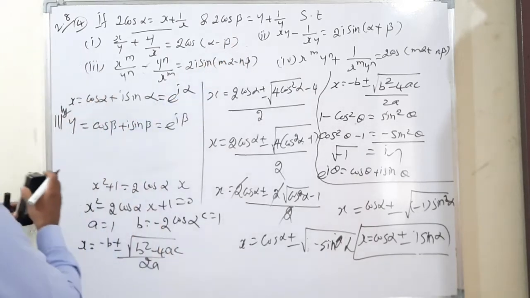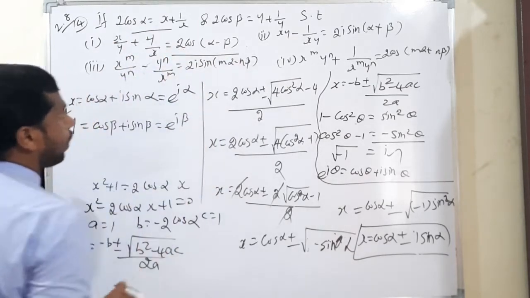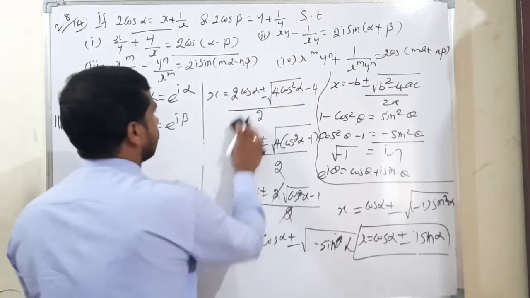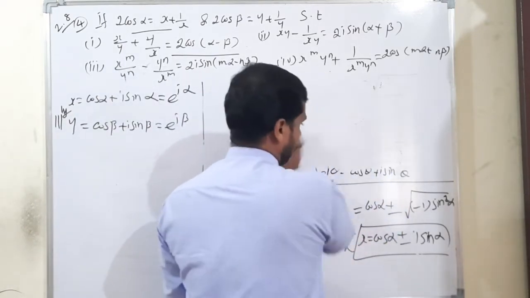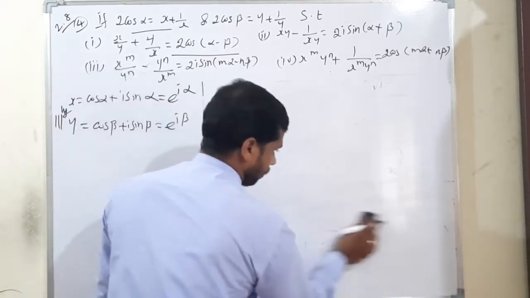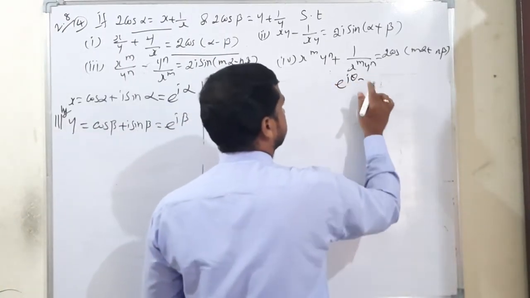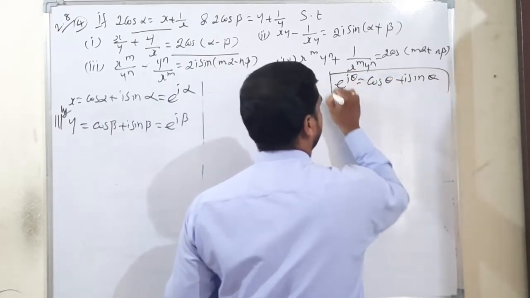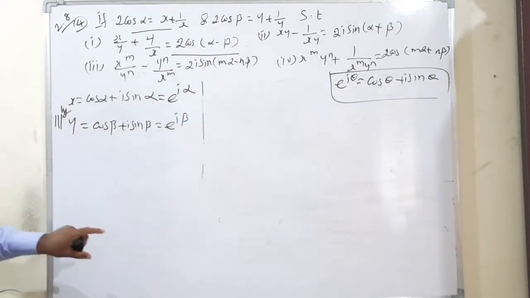Show that the first point. First, what is the point actually? x by y plus y by x is equal to 2 cos of alpha minus beta. Only one important point we need. What's the point actually? e to the power i theta is equal to cos theta plus i sin theta. This is what we need. Okay. Similarly, y is equal to cos beta plus i sin beta, which means e to the power i beta.